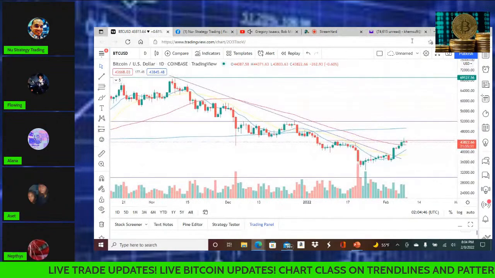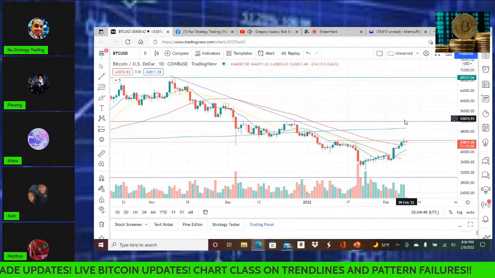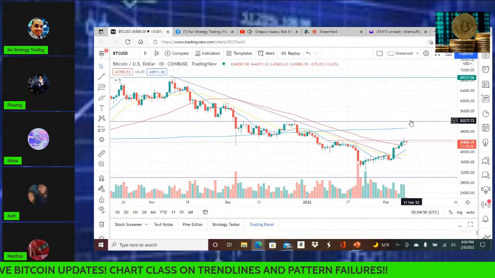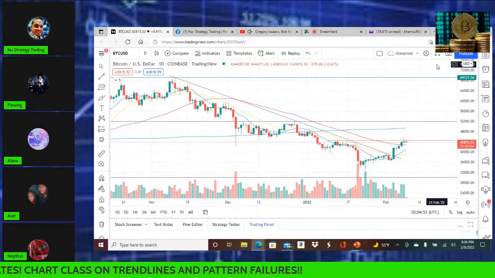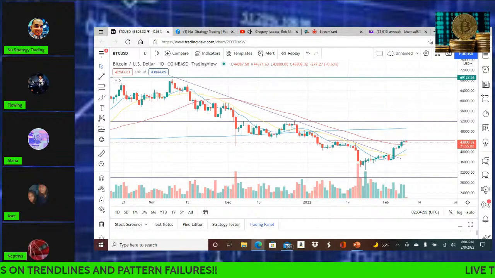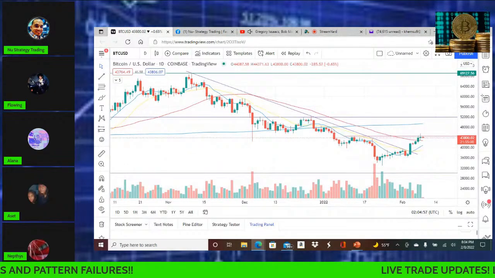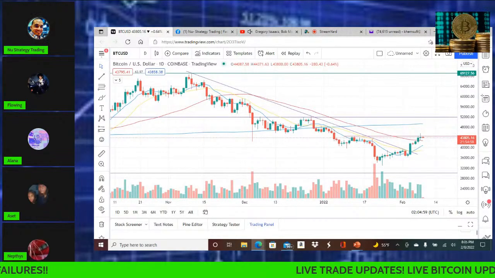Next target, of course, is the 200-period moving average, which is right around this 52,000 resistance. Then, of course, after that, it'll be back to breaking new highs. But this is the reason. Now, some of us have been in Bitcoin for a long time.